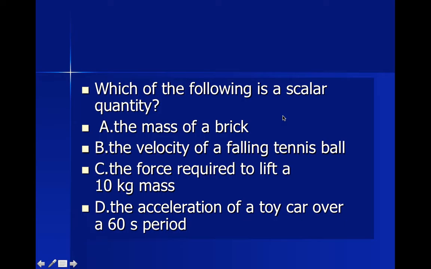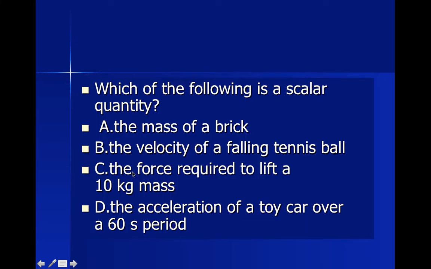Which I found is a scalar quantity. So now I'm looking for the opposite. I'm looking for something that does not need direction. Now this one's a little tricky because you'll notice not all the answers have direction. So A, the mass of a brick. Okay, no direction. That could be scalar. B, the velocity of a falling tennis ball. Now it's not telling me the direction. I have to remember that velocity is a vector. Velocity is like speed but with direction. So I'd have to remember that so I would know that B is not the answer.